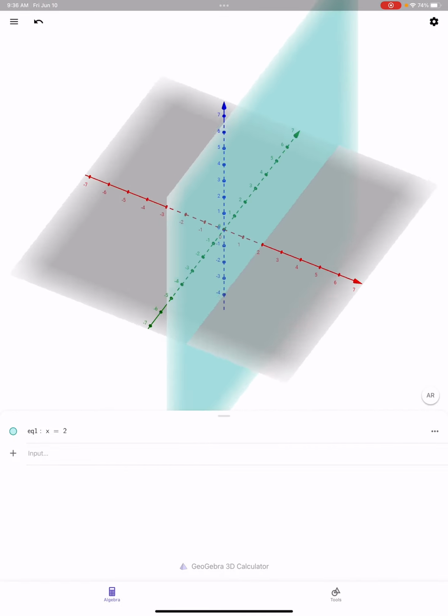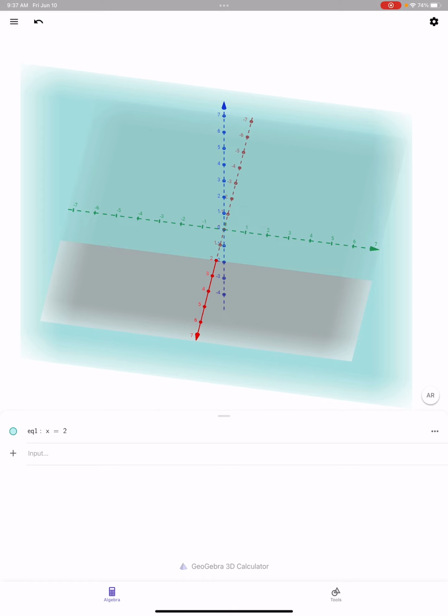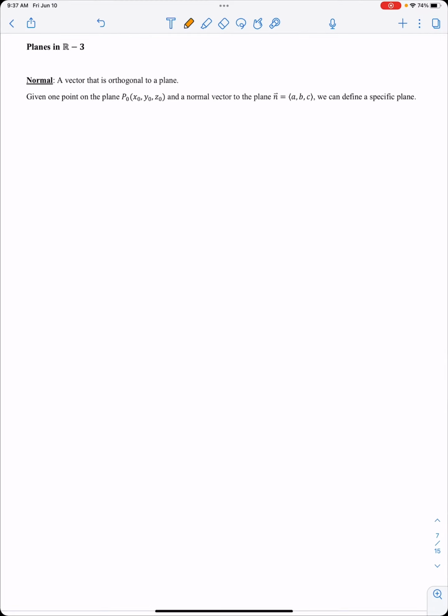This app is GeoGebra 3D Calculator. If you have an Apple product, it's free. If you don't have an Apple product, they have a website. It's all streaming. Okay, let's go back to our problem here.